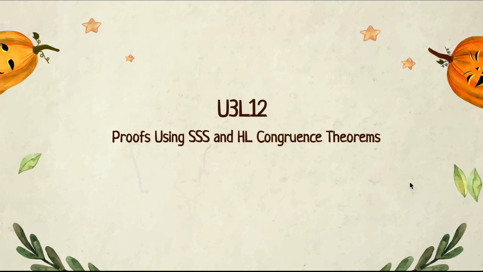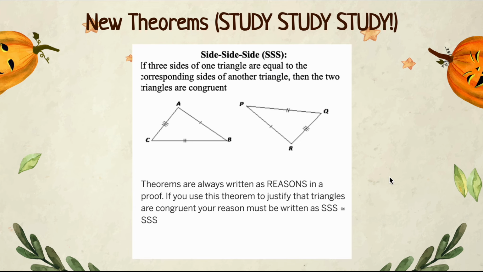All right, welcome to the video where we're going to be working through some methods of proofs using the side and hypotenuse-leg congruence theorems for triangles. So remember, these two theorems are used to prove that two triangles are congruent to one another. Now, just a recap of what these theorems are. So the side theorem says that if three sides of one triangle are equal to the corresponding sides of another triangle, then the two triangles are congruent.